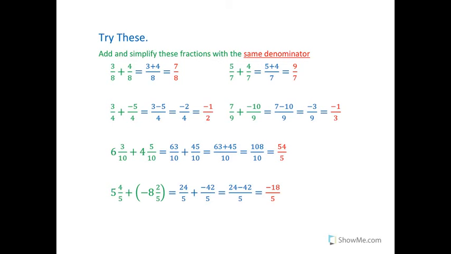Turn these mixed numbers into improper fractions. 5 times 5 is 25, plus 4 is 24/5, plus a negative. 5 times 8 is 40, 42/5. And then the numerator is 24 minus 42, which is -18/5. How'd you do?